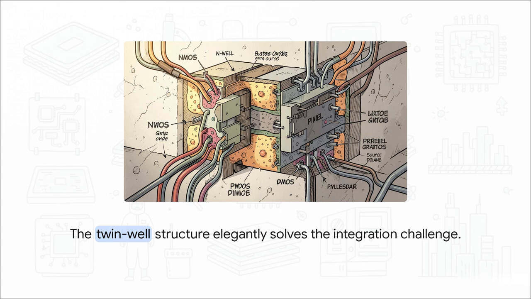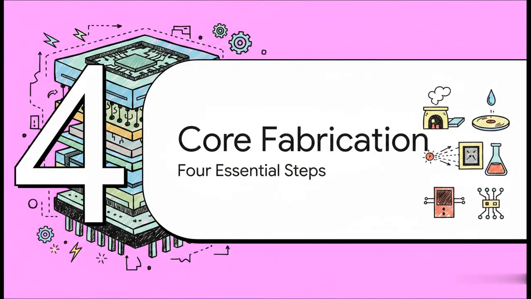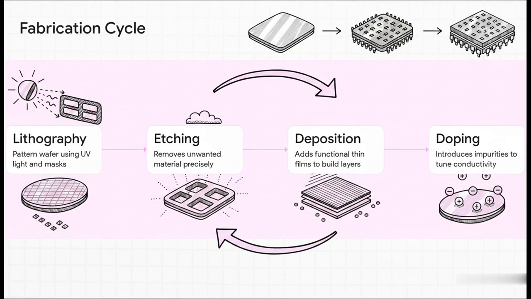This twin-well integration, it's the absolute secret to achieving both low power and high speed in today's electronics. All right, section 4, four-core fabrication techniques. Now, drawing a cross-section on a slide is one thing, right? But how do we physically make it?